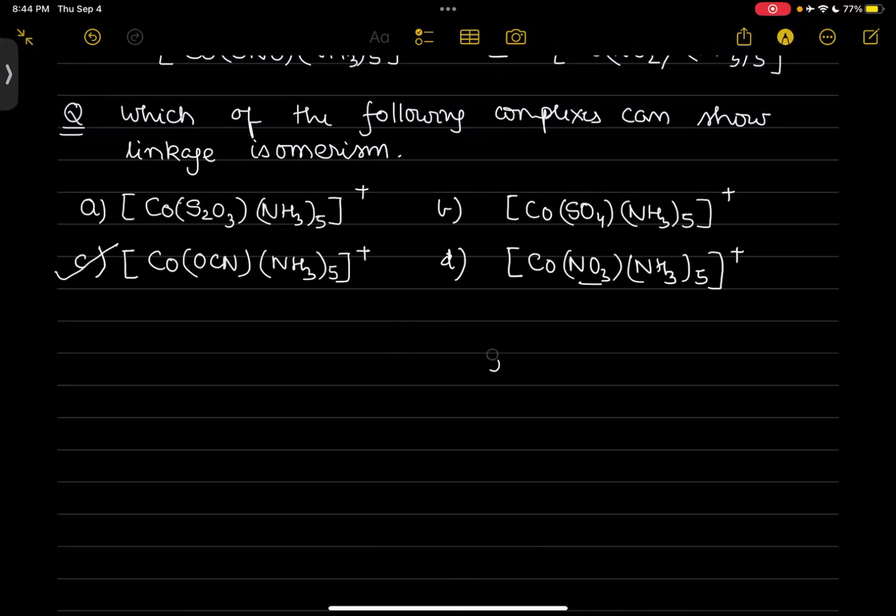So OCN and NCN. Jasleen, is it clear or not? Yes, sir. Any doubts? No, sir. Aisha and Marwa, I hope this is clear. OCN and NCU. OCN is like this. This is called cyanato-O.